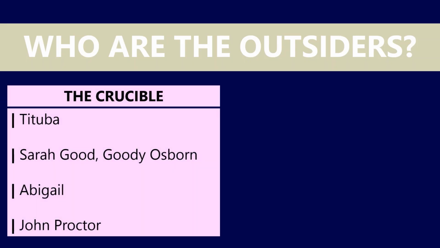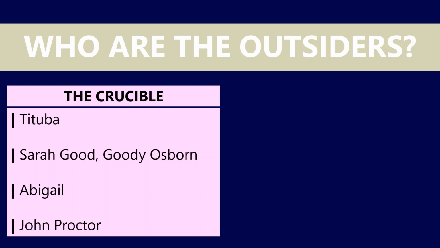So let's start with The Crucible, where we have characters like Tituba. We've also got Sarah Good, Goody Osborne, even Bridget Bishop, and there is absolutely no coincidence that these are the characters that are initially blamed for the crisis within Salem. We've also got Abigail, who we would consider a bit of an outsider, particularly in the beginning of the text, and of course John Proctor, our protagonist, but the list is far from over from here.